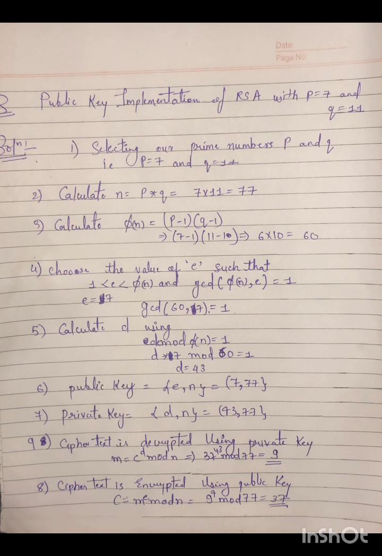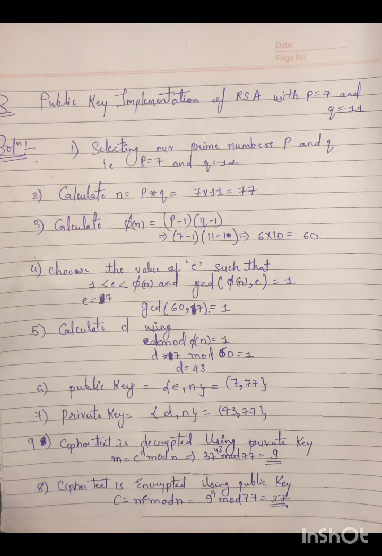Now in the sixth step we have to write the public key. So public key is given by E comma n. So E is 7, which we found in the fourth step, and n is 77, which was calculated in our second step. Now the seventh step is calculating the private key. So private key is given by D comma n. So what is our D? D was calculated in our fifth step, that is 43 comma 77.